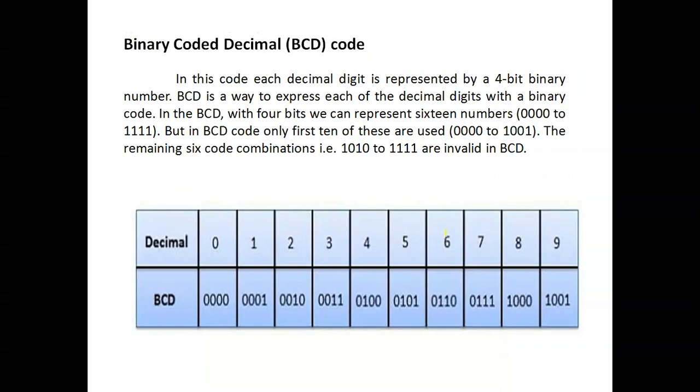And binary coded decimal, BCD code. BCD, binary coded decimal code, so this decimal starts from 0 to 9. So these are the BCD numbers they placed here. I guess, see, so these are the numbers.